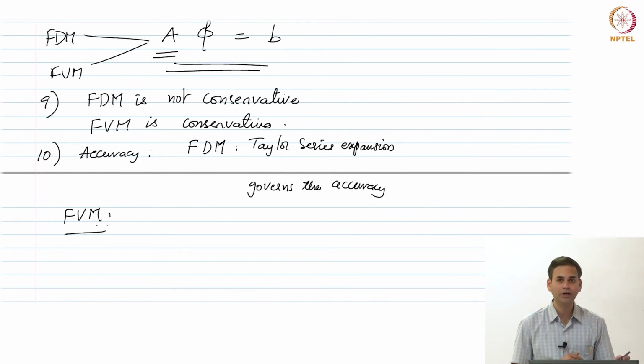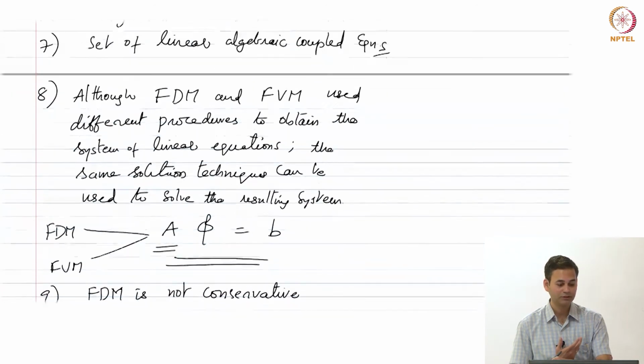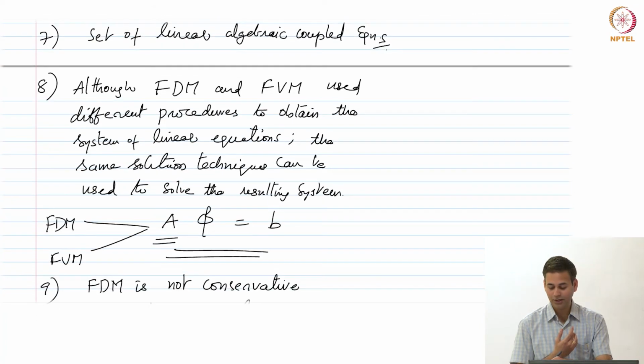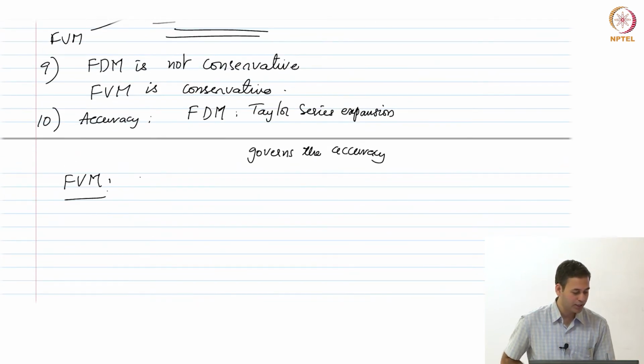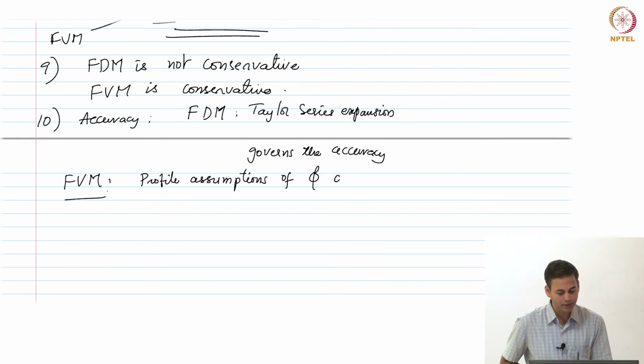So, what we are looking at is, in a finite volume method, if you want to change the accuracy, you have to change what will be the counterpart of Taylor series expansion in finite volume method. What we have just made, right? We made some profile assumptions. We have evaluated the variation of phi as well as the variation of source terms. So, if you want to change the accuracy for finite volume, you have to change the profile assumptions of phi and the source terms. If you increase them, you get a higher accuracy.